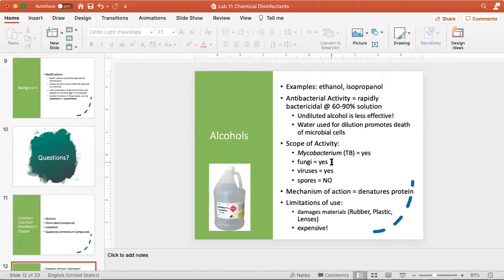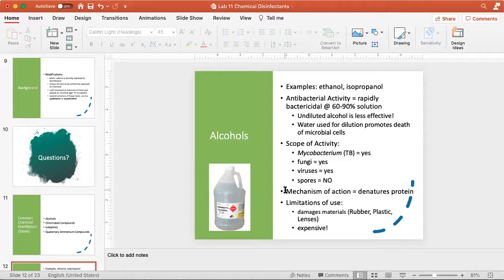Alcohols will also kill fungal cells. They will destroy viral particles. The one thing alcohols can't do for us is get rid of spores. It will not destroy spores. Remember, spores are very hardy. They're not cells anymore. They've gone into this state of a sort of in between life and death. They're not metabolizing. They don't need nutrients. They don't secrete wastes when they're spores. And they're very resistant to destruction. So spores will not be destroyed with alcohol.